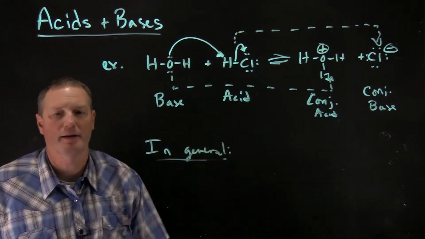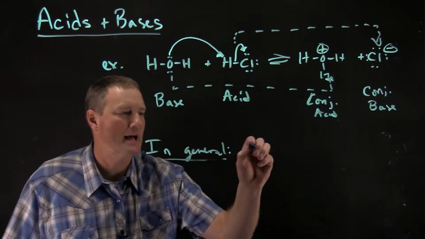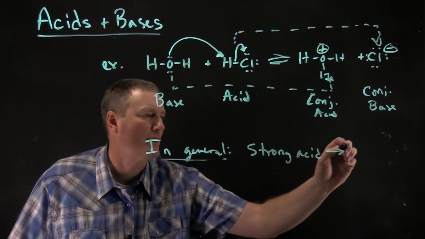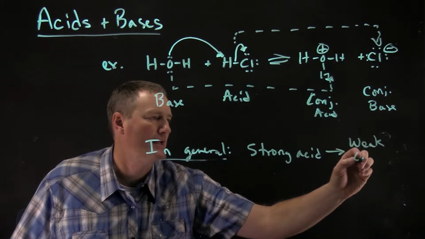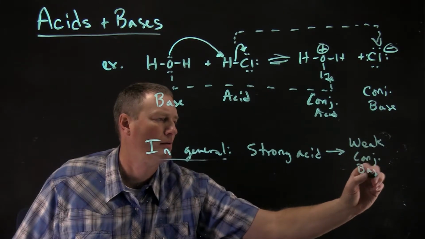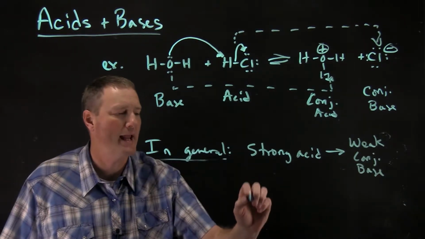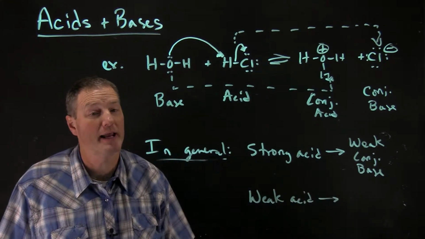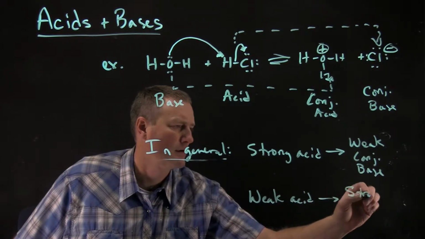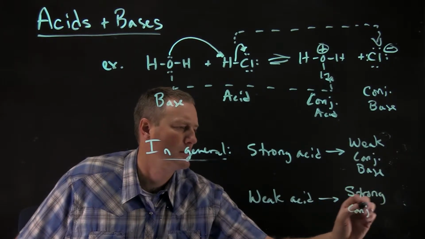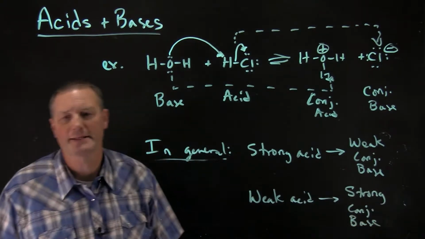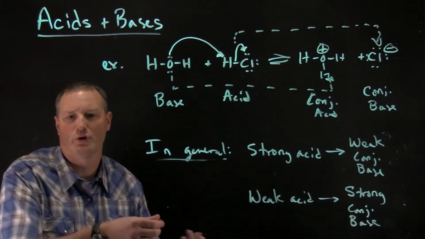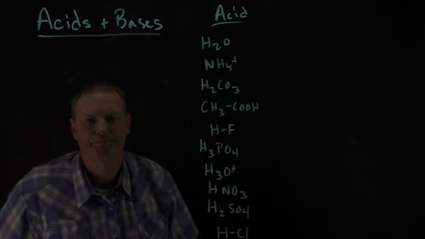So in general, we can make an important statement. If you have a strong acid, when it reacts, it's going to make a weak conjugate base. Conversely, if you have a weak acid, when it reacts, it's going to make a stronger conjugate base. In the next section, to finish up this video, I'm going to list out some of the strong to weak acids and then show their conjugate bases as well.